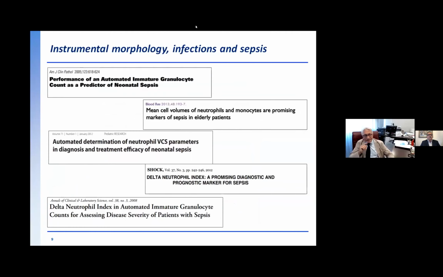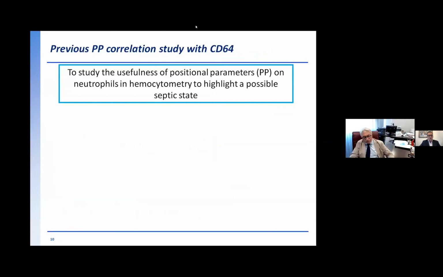There might be confusion between newborn sepsis and respiratory disturbances, and then we refer to full blood studies in 2013 referring to the mean cell volumes of neutrophils or monocytes, which are promising markers of sepsis occurring in elderly patients, as well as many other research works that refer to the various parameters that allow us to diagnose sepsis as early as possible.